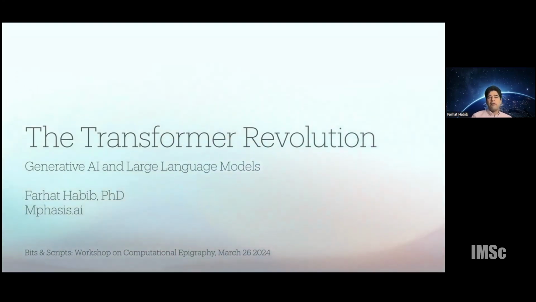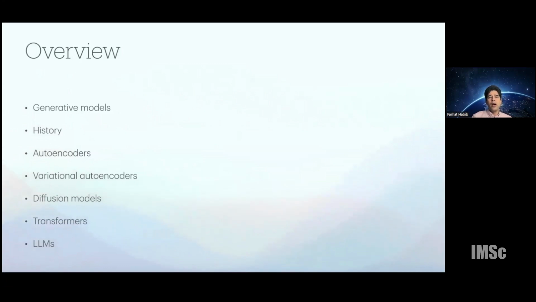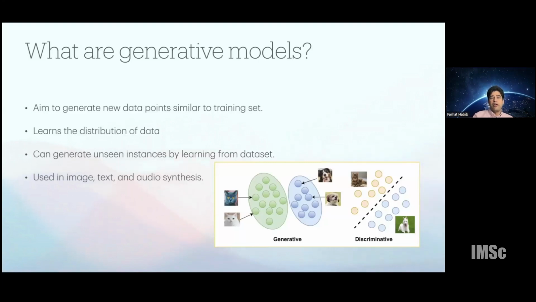Let us see how generative AI works and how generative models in general work. And I'll try to take a somewhat less math intensive view of these processes. So to give an overview of my talk, we'll talk about generative models, a little bit of history of these models, and we'll then talk about autoencoders, diffusion models as they developed in time, finally ending with transformers and large language models. So what are generative models?